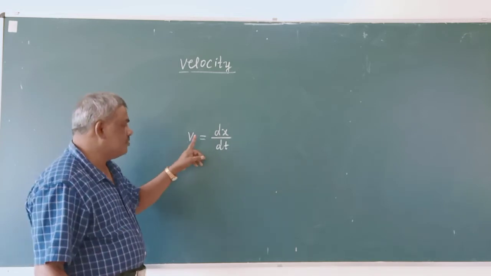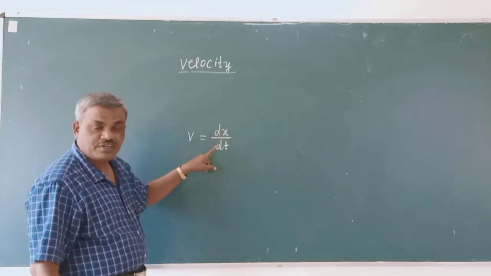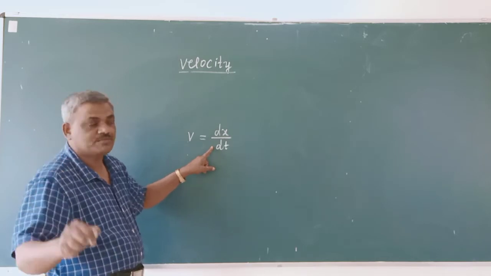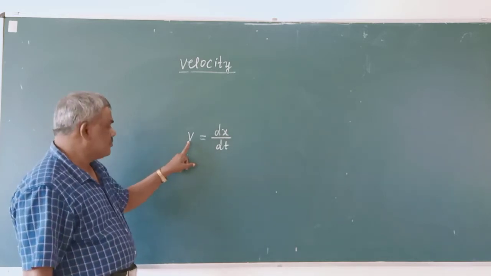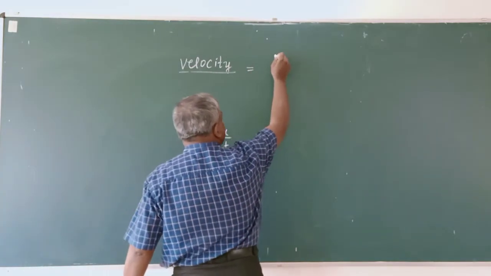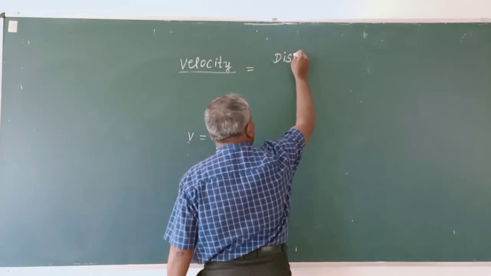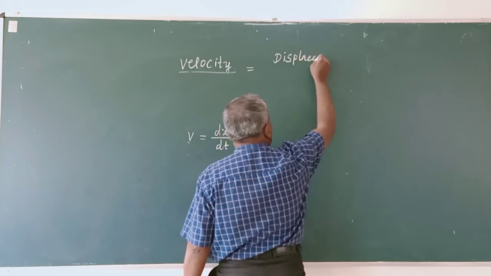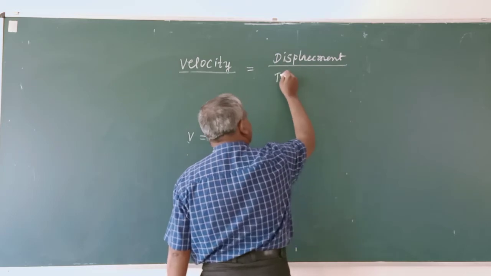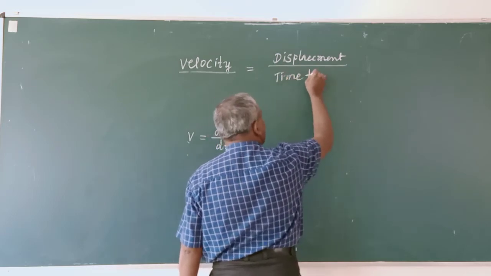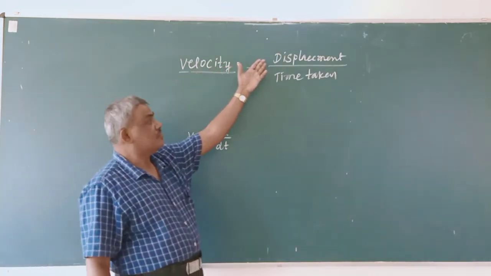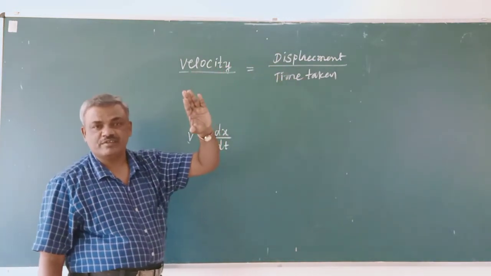So now V equals dx by dt. dx by dt is nothing but the rate of change of displacement, which is called velocity. Now velocity equals displacement by time taken. So velocity equals displacement by time taken.